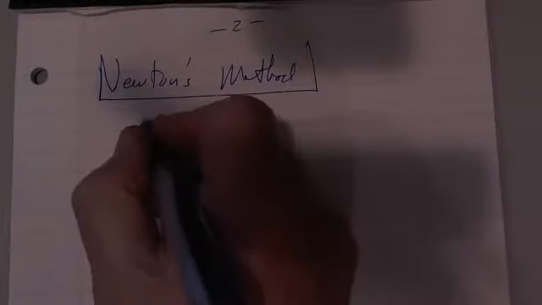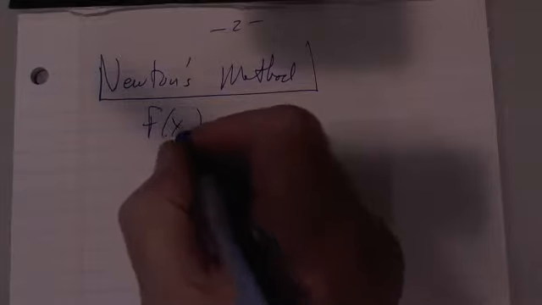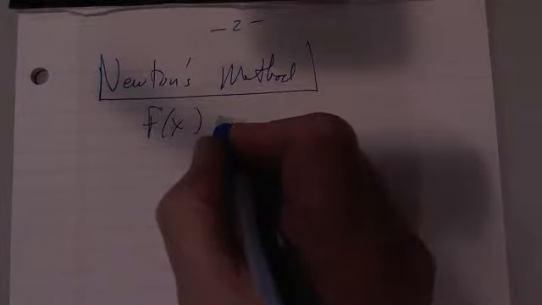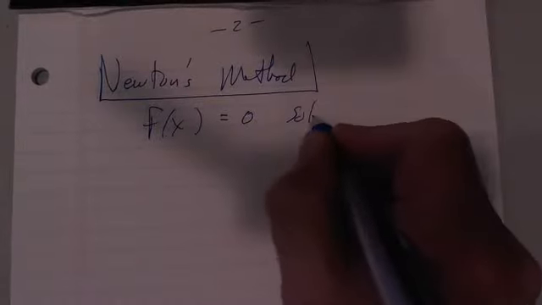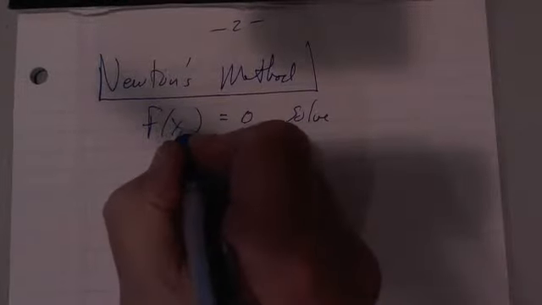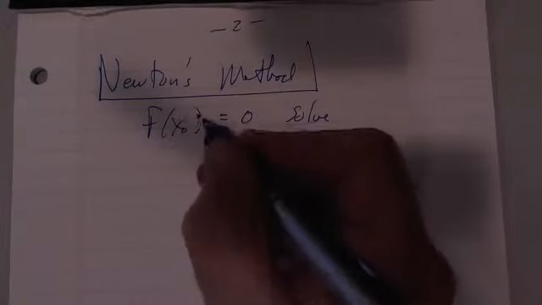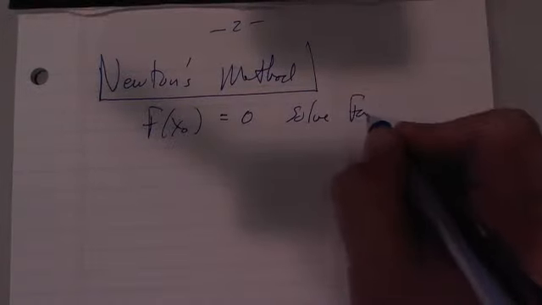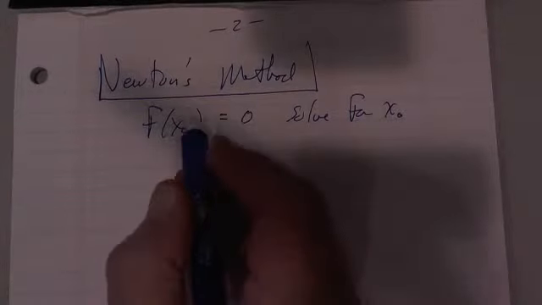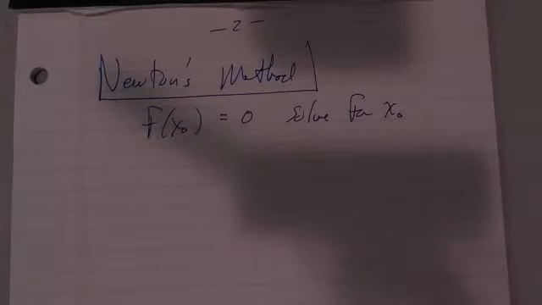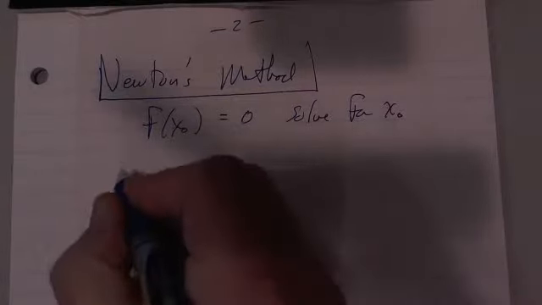Newton's method says I want to find f of x. I want to solve it for f of x equals 0. Solve for x 0. What is it that drives the whole function to 0? A nonlinear function of x. Just one variable is enough.